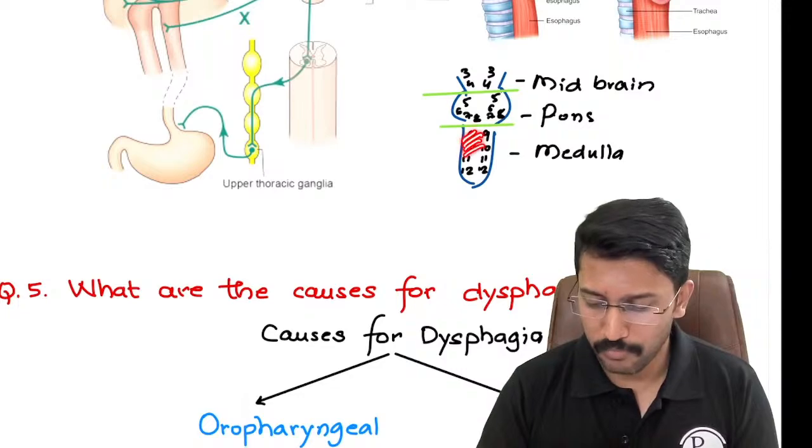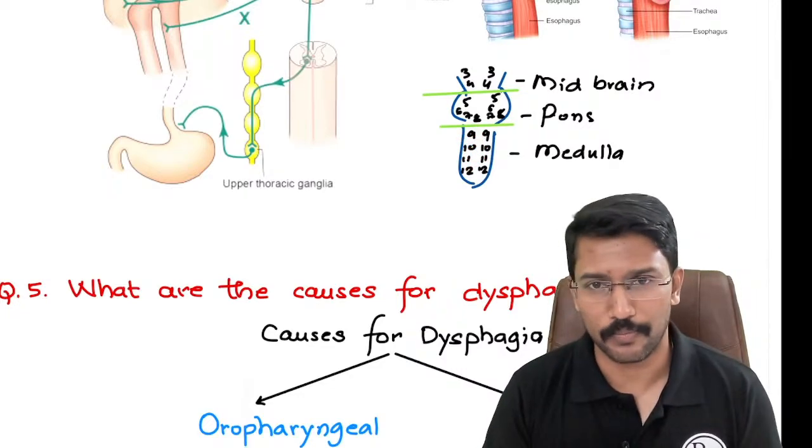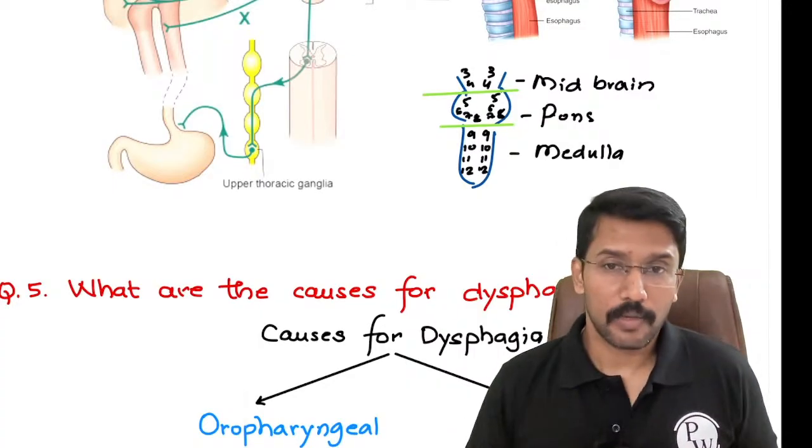So, when there is a problem in the brainstem, particularly the medulla, we call it bulbar palsy. Okay. Now, what is pseudobulbar palsy?